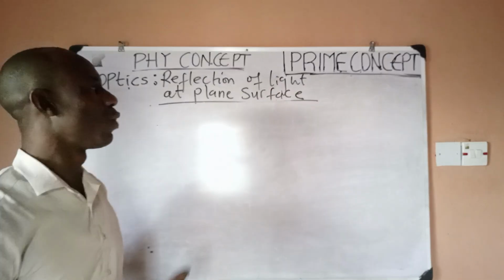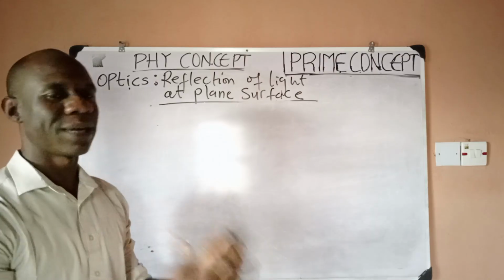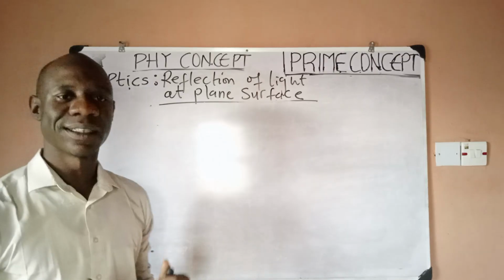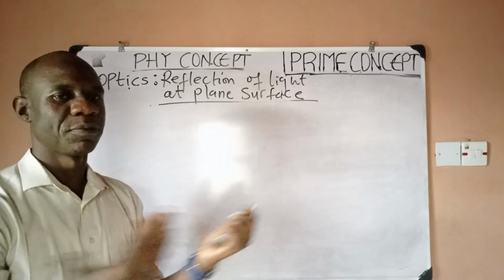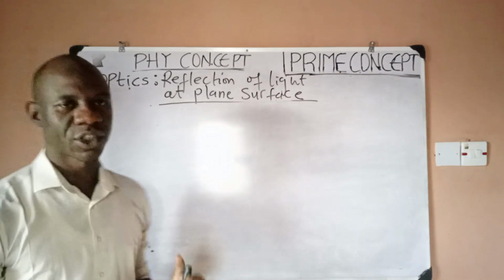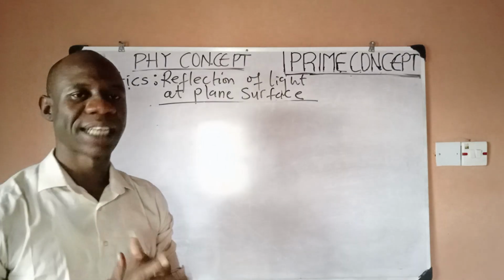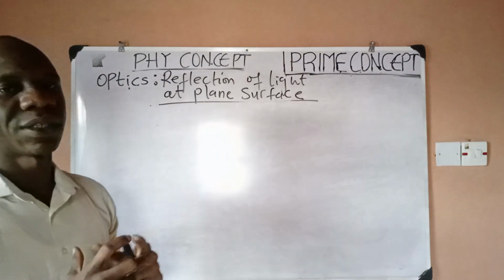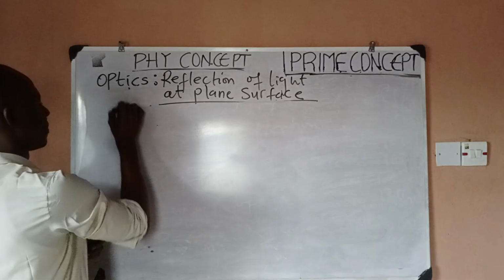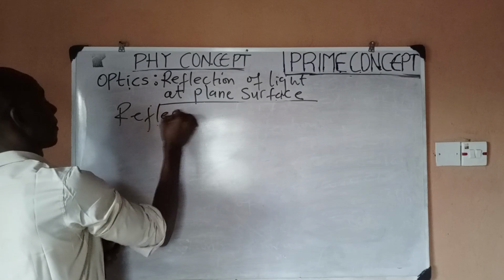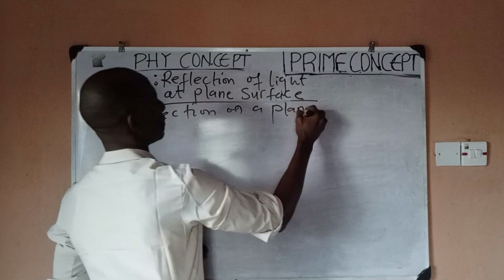Now the next part we want to consider: we have learned what optics is, we've learned geometrical optics, which is what we are dealing with. We've also learned what a beam is, the kinds of beam we can have, reflection, the types of reflection, and the laws of reflection. So the next thing we want to look at is reflection at a plane surface, that is, reflection on a plane mirror.